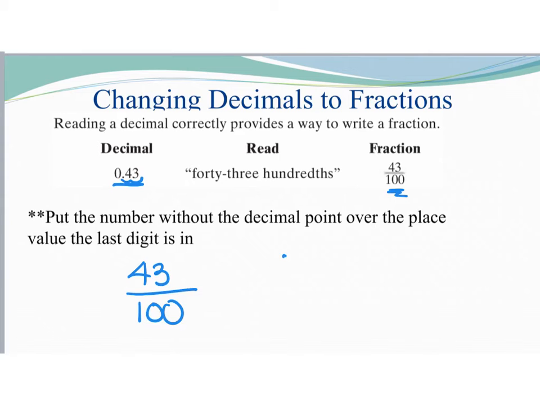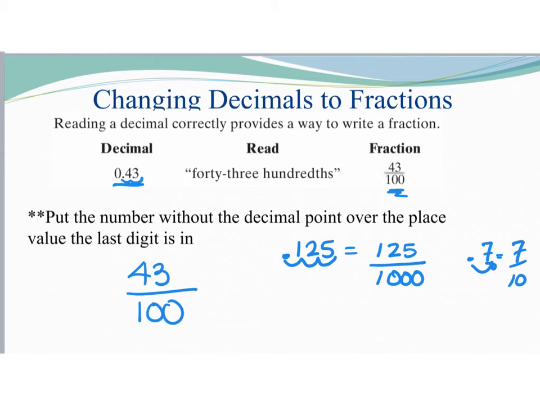If I give you something like 0.125, to write this as a fraction, I'm going to move it my tens, hundredths, thousandths. So that means I'm going to write my number 0.125, and I'm going to remove the decimal and write it as 125, and then I have to divide that by 1,000. Likewise, if I have something like 0.7, I'm only moving my decimal place 1 place, so I'm going to end up with 7 divided by 10.